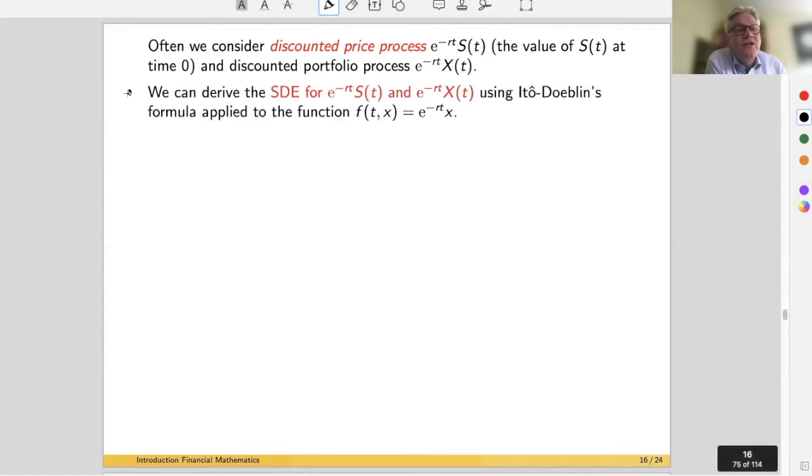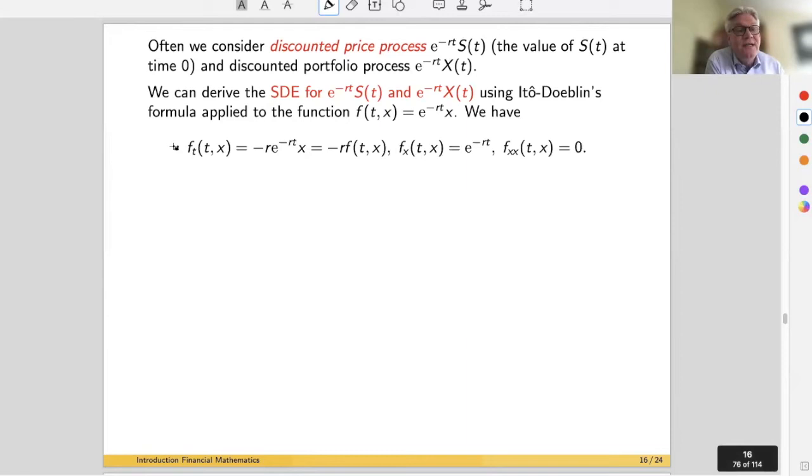Well, essentially what I just mentioned is in this line, right? We look for the SDE for the discounted price process and also for the SDE for the discounted portfolio process by means of the Ito-Doeblin formula, and the f here, depending on t and x, is equal to e to the power minus rt times x. This is a fine function. The derivatives exist. The derivative with respect to time, the first derivative, exists and is continuous. And the first derivative with respect to x exists, and the second one as well, but that is equal to 0, of course.